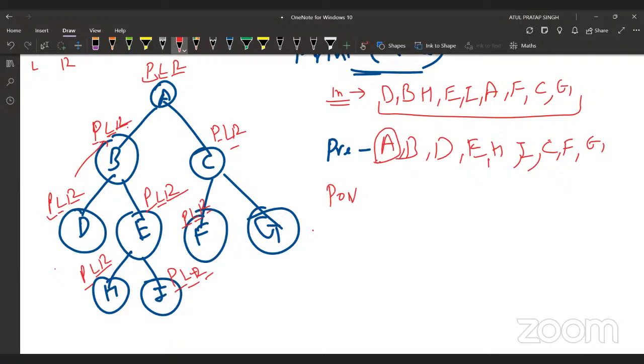Same for post-order. We just change the step like this: L, R, P. That means we will traverse the node information at the last. So L, R, P, and we will get another order. In that order, the last traversed node will be the root node. So these are the ways of traversing the tree. We can traverse using this concept.